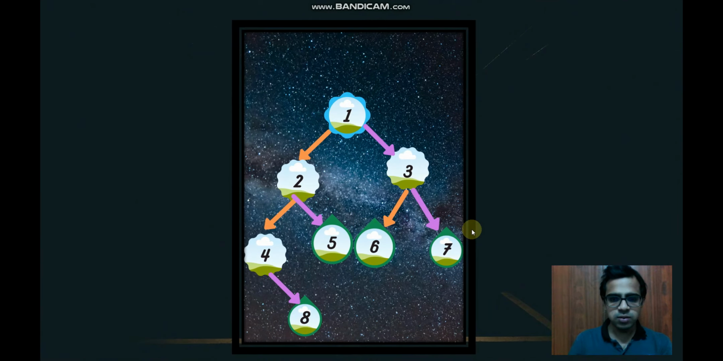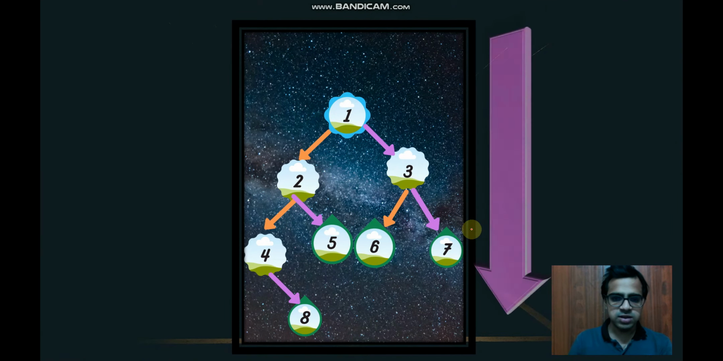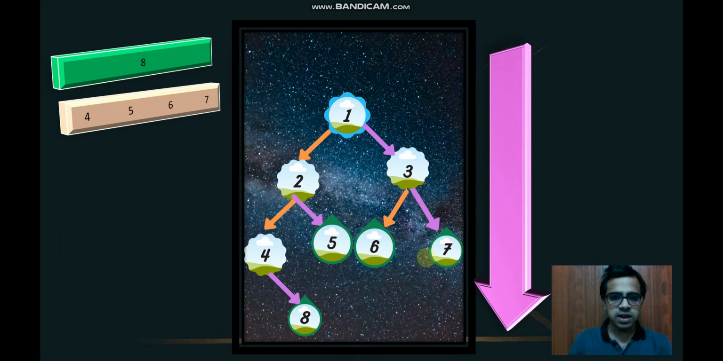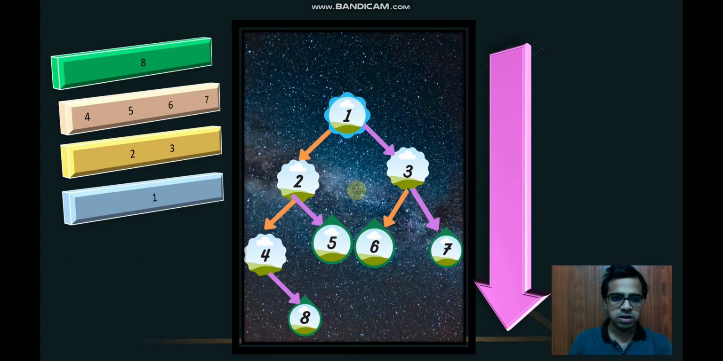Here's our graph. So we are going to do a depth first traversal in it. First, let us look at what depths are available. At the bottommost we have 8, and before that we have 4, 5, 6 and 7, and then we have 2 and 3 in one level, and at the topmost, which is 1. Okay, so let's see how this depth first traversal works.